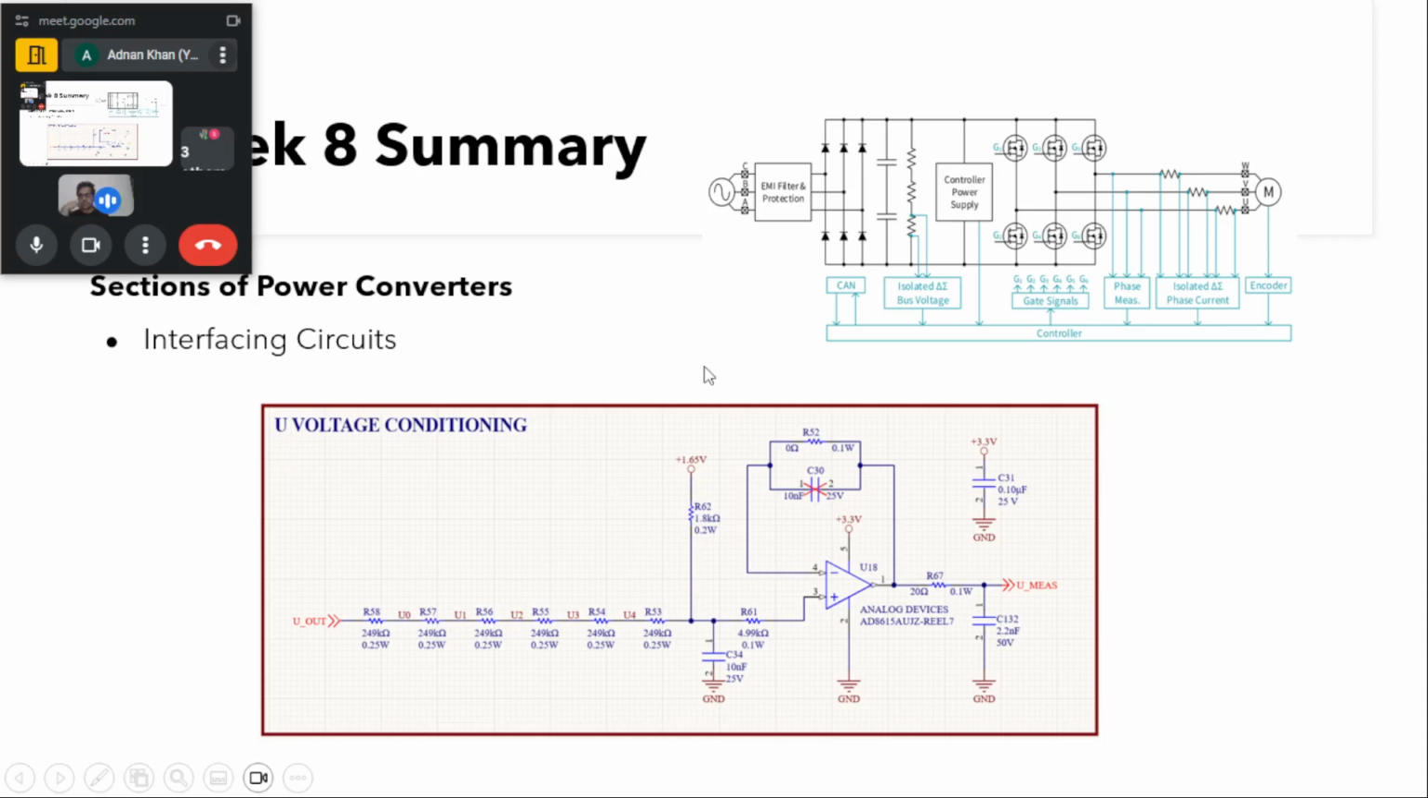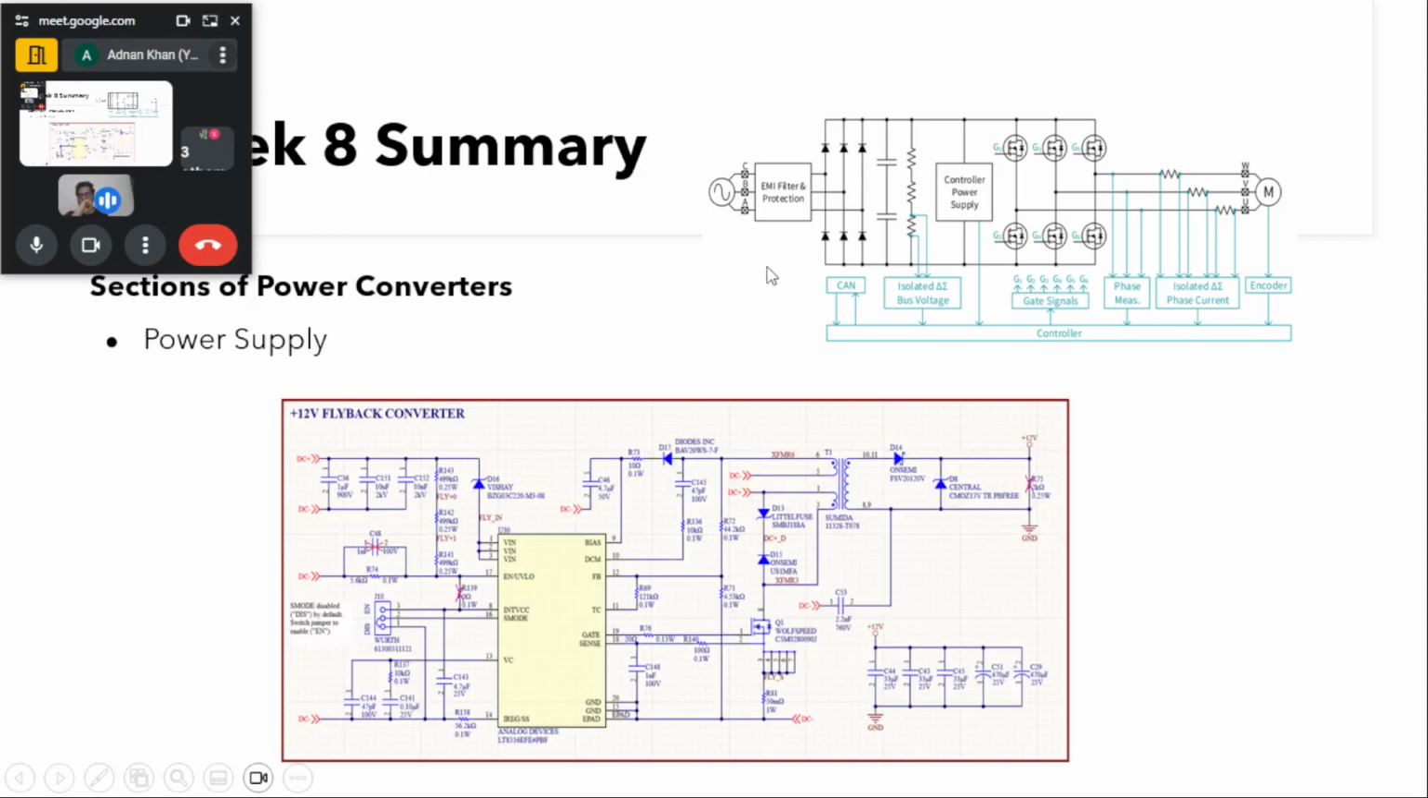In a similar fashion, we can have the interfacing or conditioning circuitry for other parameters, be it currents, temperature, or speed sensing, and so on. So this was the other section or part of these power converters. And after that, the other major part is the power supply.